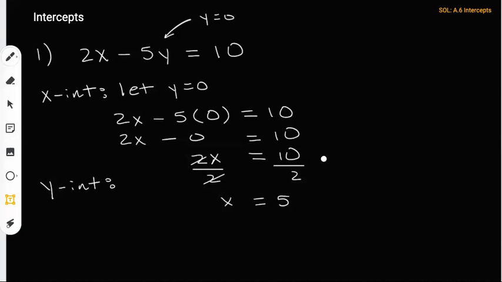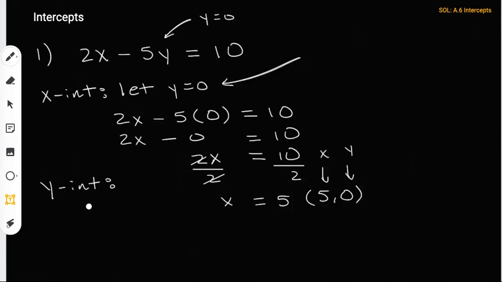So since x equals 5, we're going to get the point 5 comma 0. Notice that the x value is 5, but the y value is 0. And that comes back to this right here. We're already letting y be 0. So we know that the y coordinate for this point is going to be 0, while x is 5.